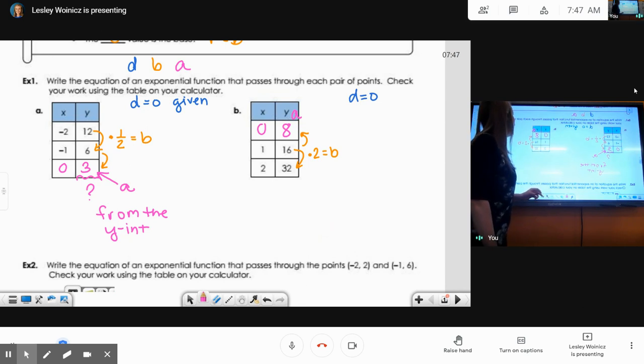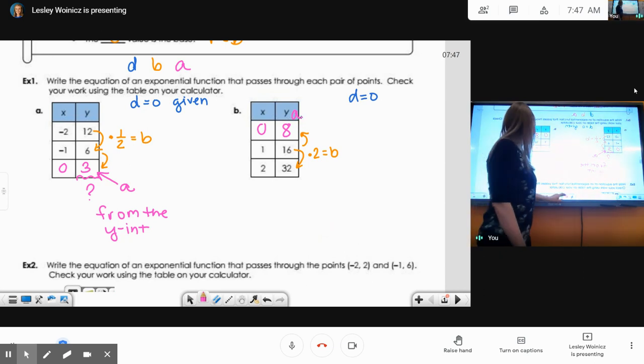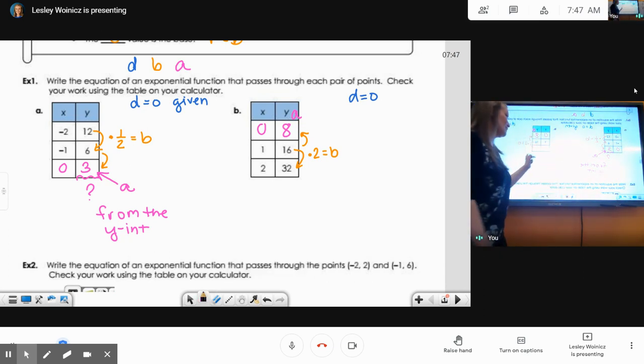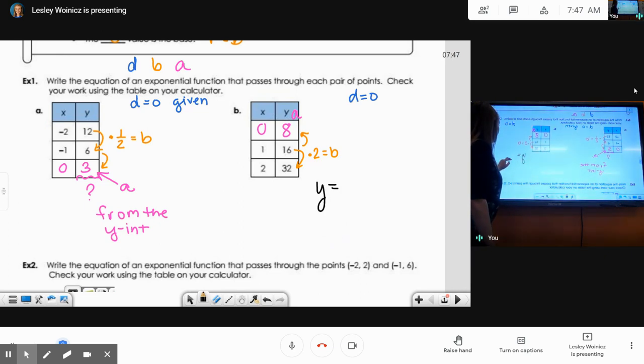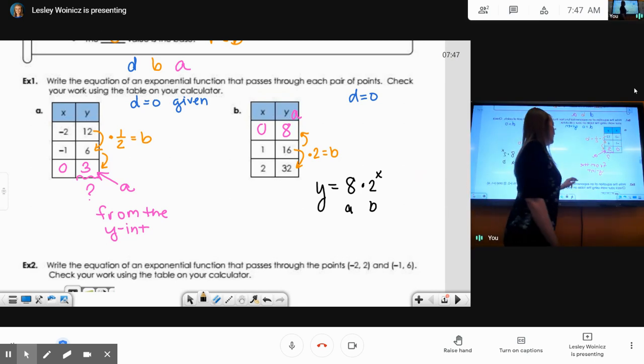Oh, I forgot to write the equation. I found all that stuff and then I forgot to write the equation. Okay, let's finish this one and then we'll go back to that one. So it's y equals 8, that's my a, times 2, that's my b, to the x plus 0. So we don't have to write that plus 0. You can if you want, but we'll just leave it like this. Now I'll write this one because I forgot to do it earlier.